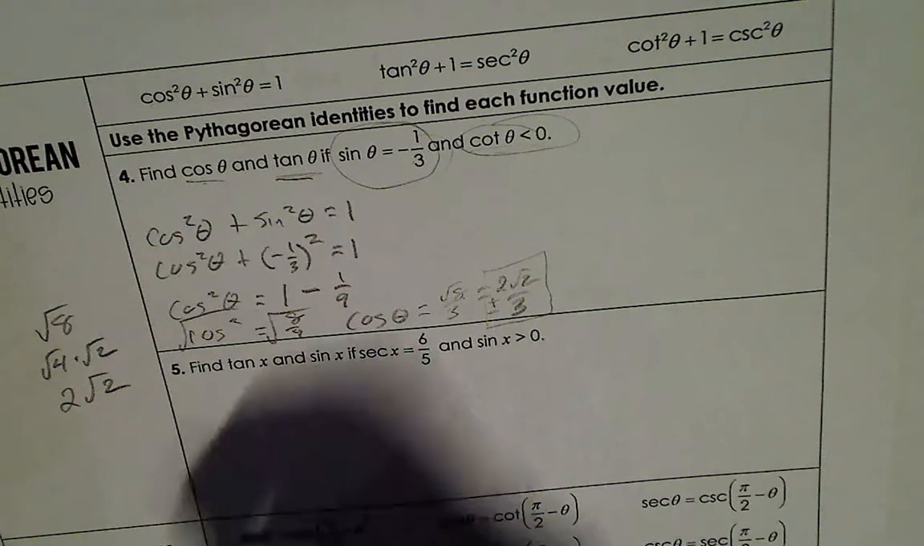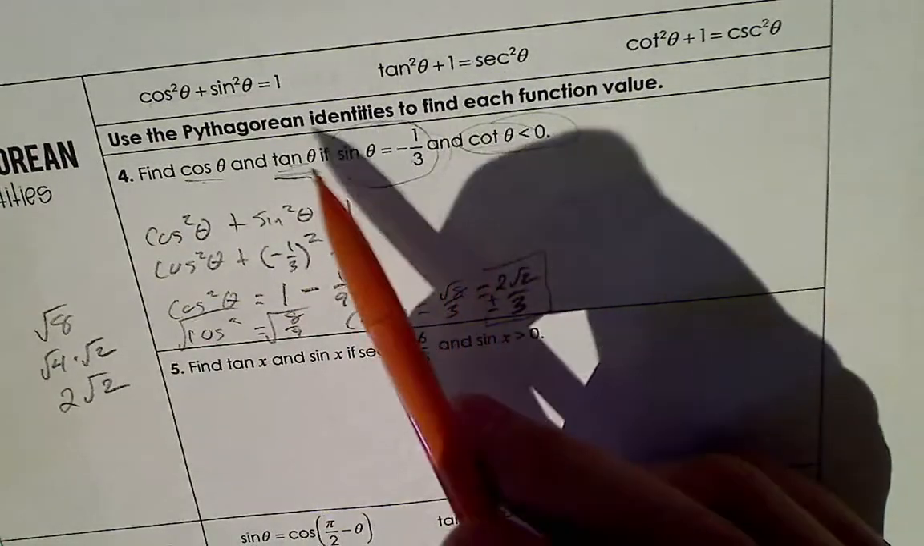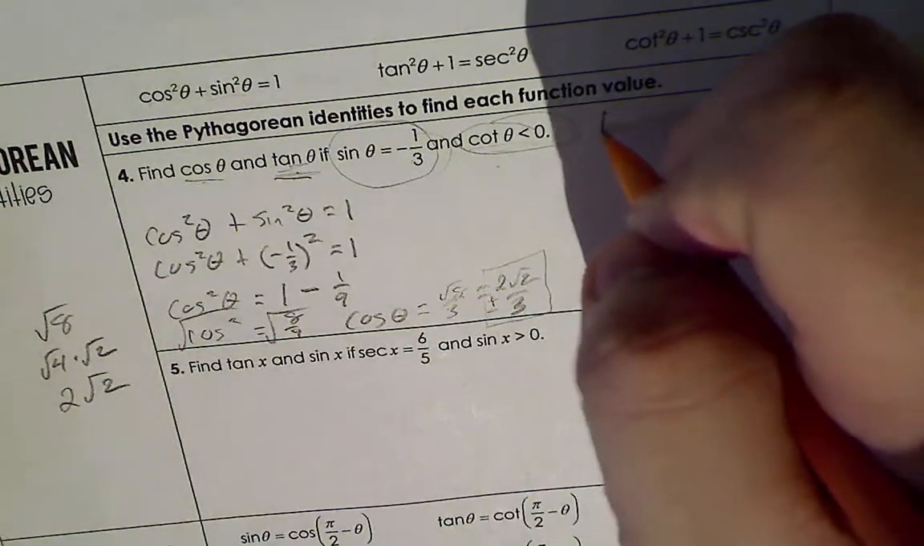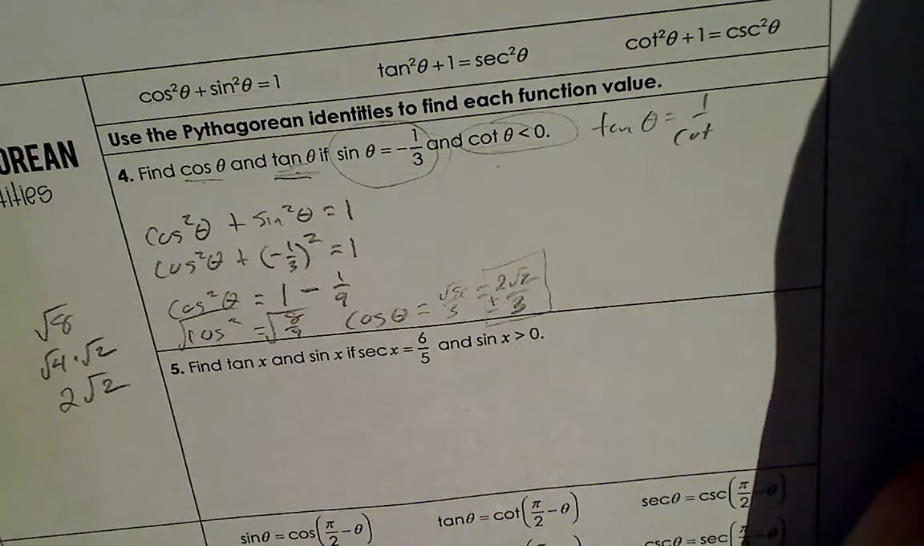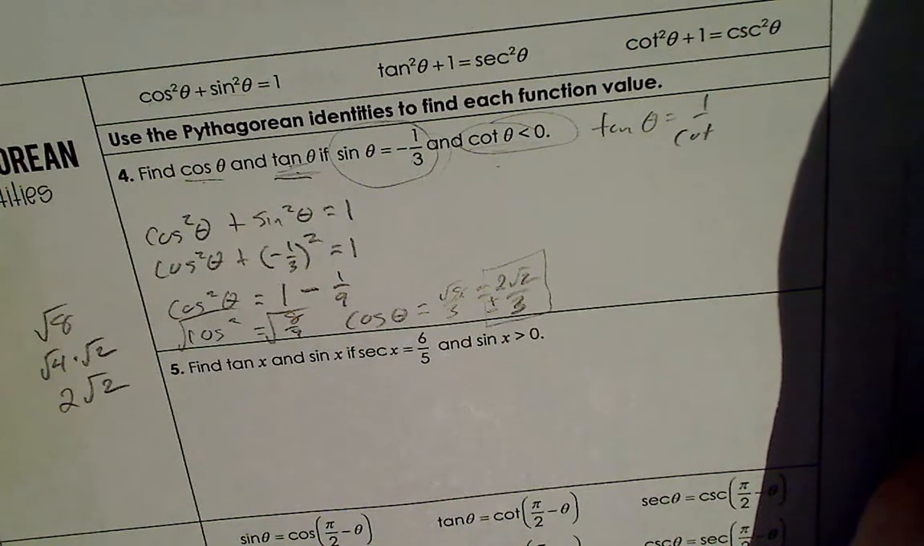Since I have the cotangent of theta, I want to find the tangent of theta, where my cotangent is less than 0. So my cotangent of theta basically looks like this. Since I know that the tangent is 1 over cotangent, in order to find the cotangent, let me see what I do have to work with here.